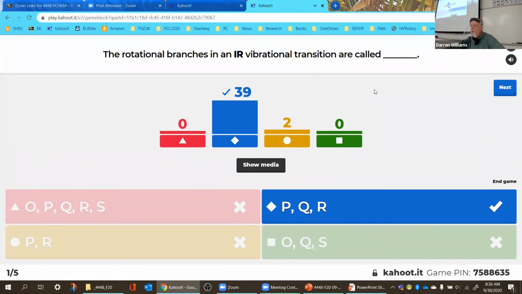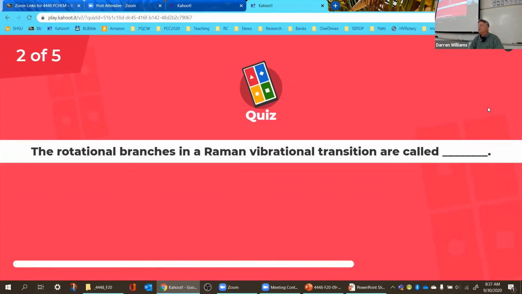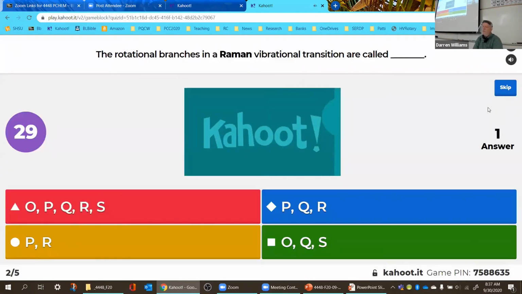All right, very good. P, Q, and R, we just covered that. Now, Raman is delta J plus or minus 2. Okay, so these are going to show up at lower frequency and higher frequency than the P, Q, and R branches. So the rotational branches in a Raman vibrational transition are, so just think about it. See if you can figure this out.